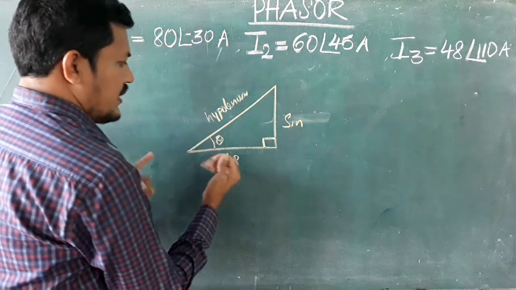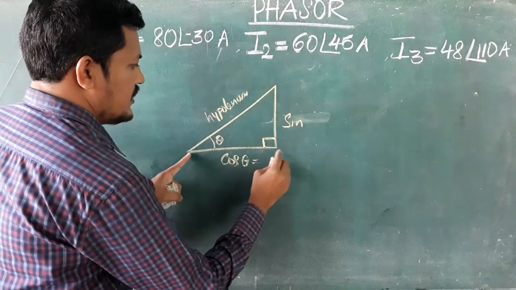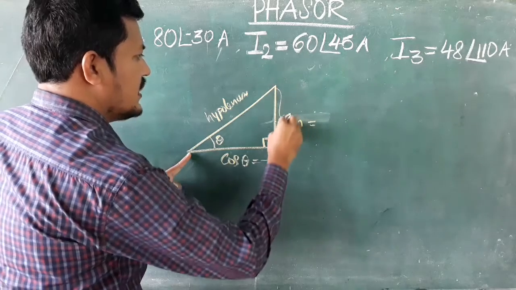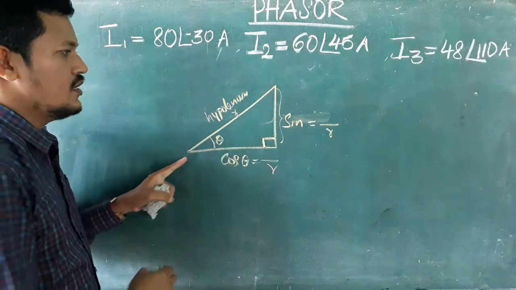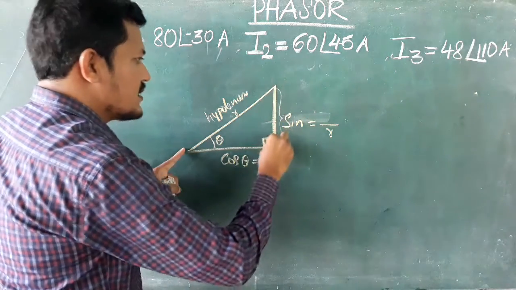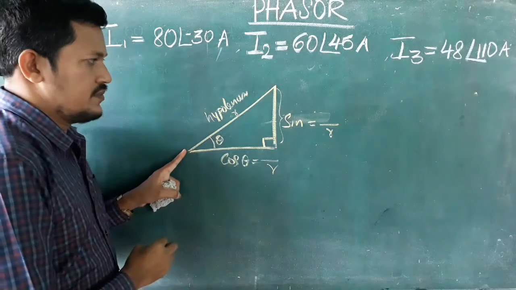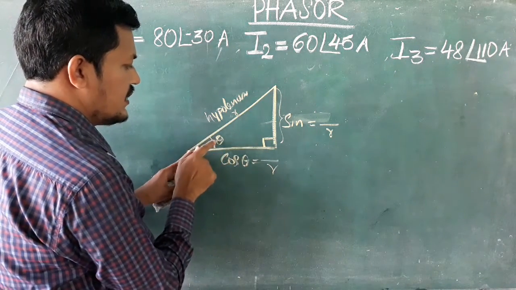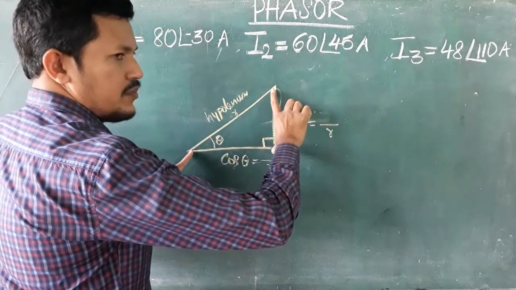So we can write cos theta equal to this side divided by our hypotenuse. Similarly, sin theta equal to this side divided by our hypotenuse. So hypotenuse is r. Clear. So this side is a sine component, this side is a cos component. Clear. So always remember, according to this angle, adjacent side is a cos component, opposite side is a sine component.